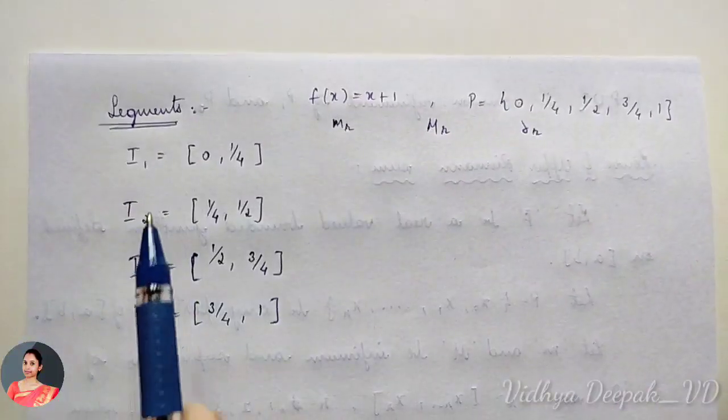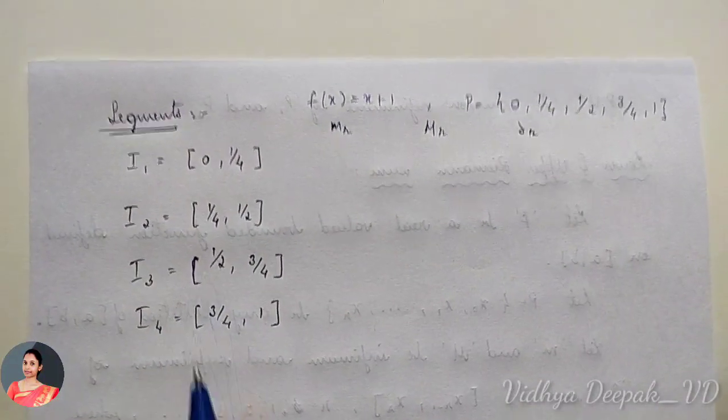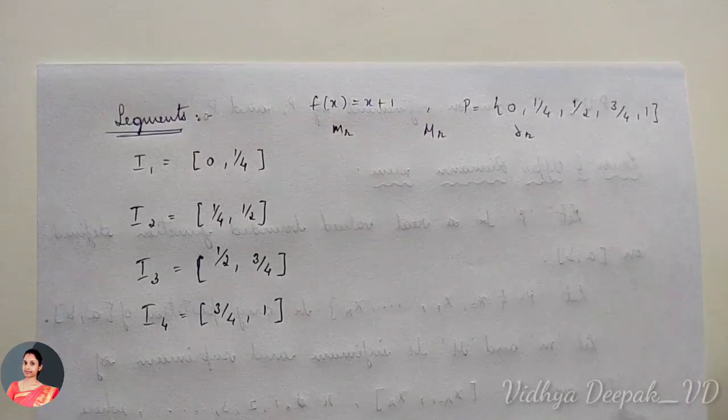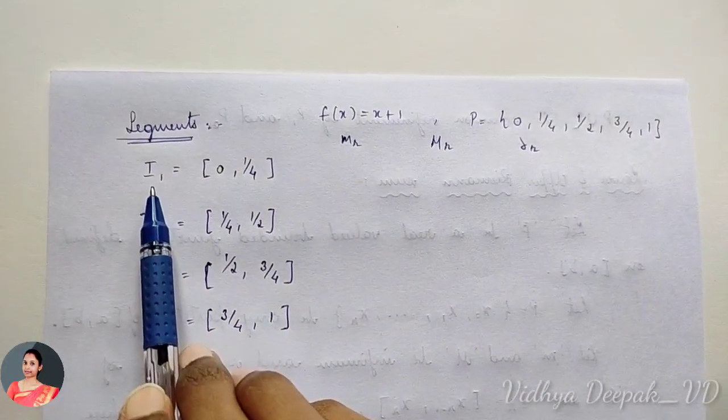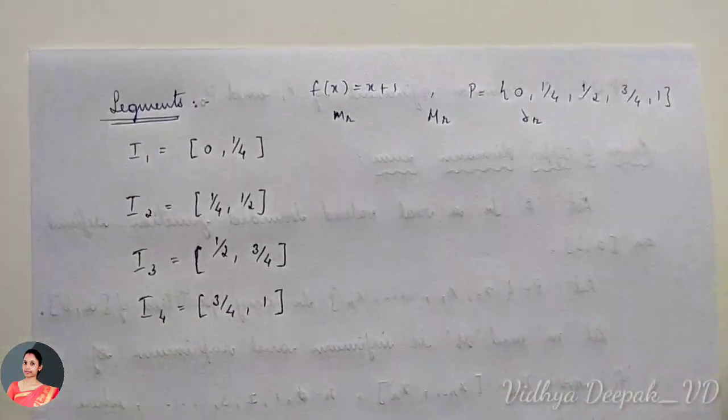Before we start with the formula, we have to find the subintervals. So here we have the first subinterval I1. How will you write the subinterval? Yes, we saw in the last class, right?